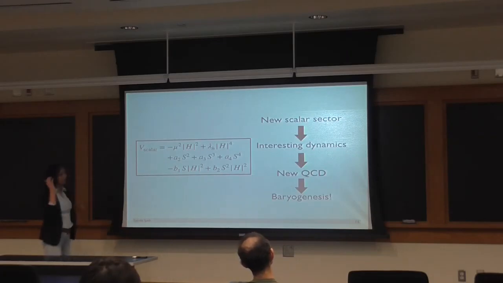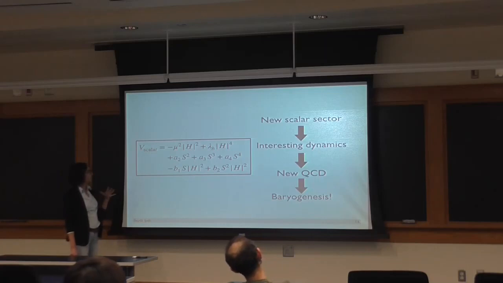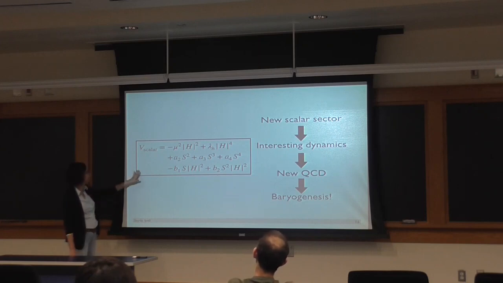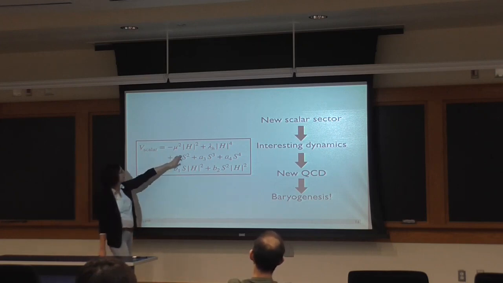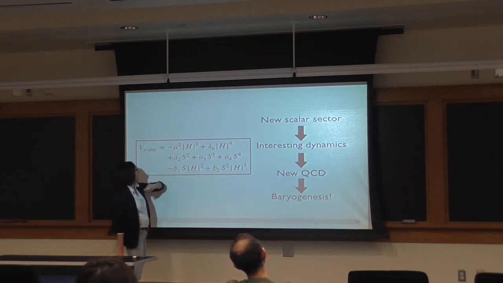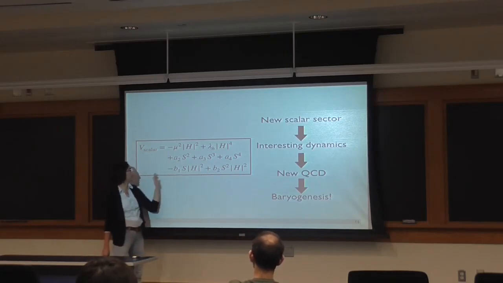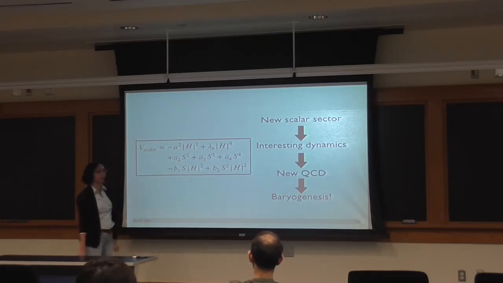And in order to have that vacuum expectation value in an interesting way, the most basic potential for the singlet field we could come up with is this. H is the Higgs boson, and S is the scalar singlet, and it has some mixing with the Higgs boson. So this is the scalar potential that we will be interested in, and we will analyze.